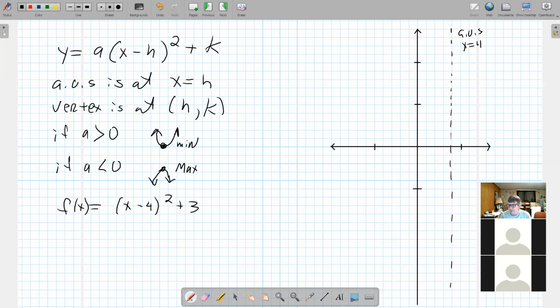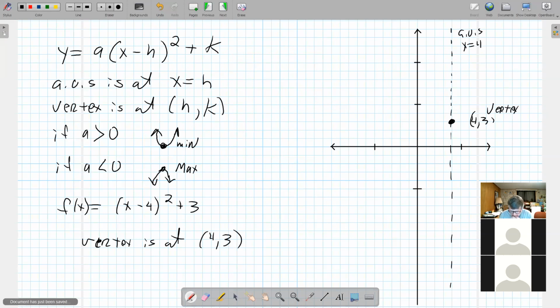In WebAssign, they don't have you graph the axis of symmetry, but they will ask you what it is. So you'd write x equals 4 for the axis of symmetry, okay? The vertex is at (4, 3). Okay, that's the vertex. The vertex of the parabola always lies on the axis of symmetry. So whatever your x value is here, it's going to be the x coordinate of the vertex.